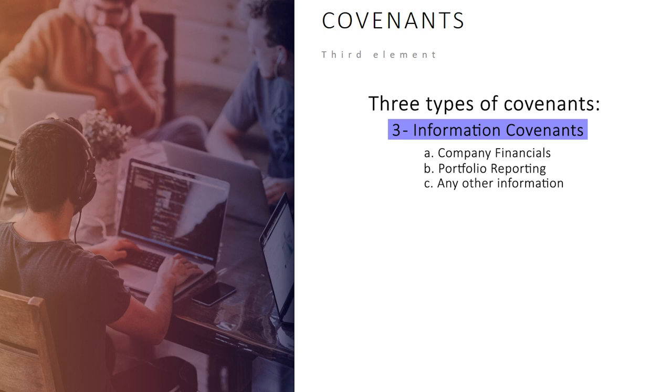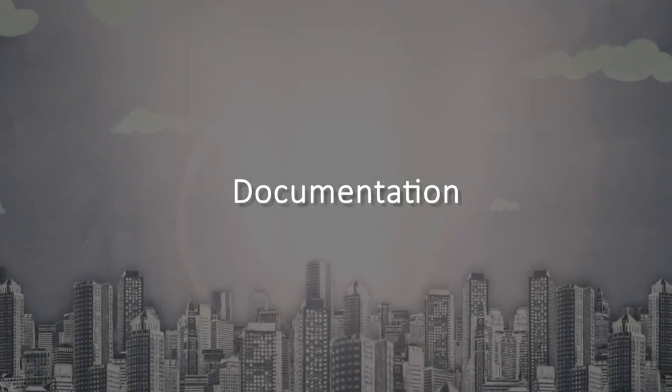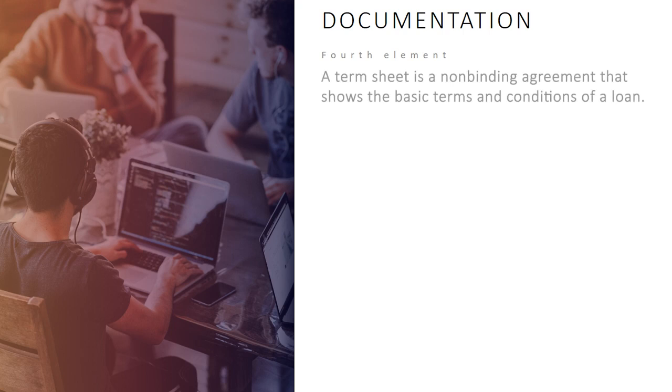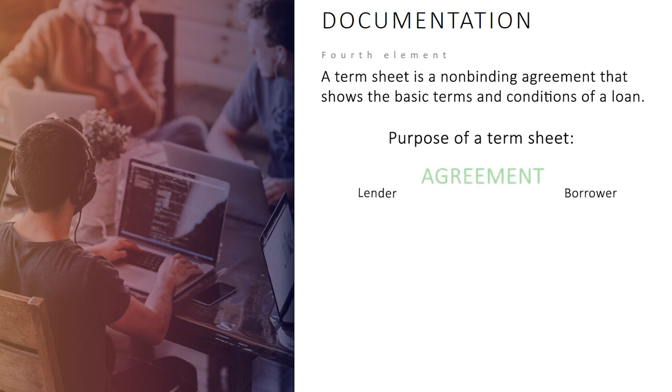They are checked at pre-agreed time intervals, and the borrower is considered insolvent if they violate these agreements. That was the final thing about covenants. Now let's talk about documentation. It has a term sheet and agreements. A term sheet is a non-binding agreement that shows the basic terms and conditions of a loan. The purpose of a term sheet is to ensure that both the lender and the borrower are aligned on the structure and terms of the loan before they begin drafting the longer form loan agreements.